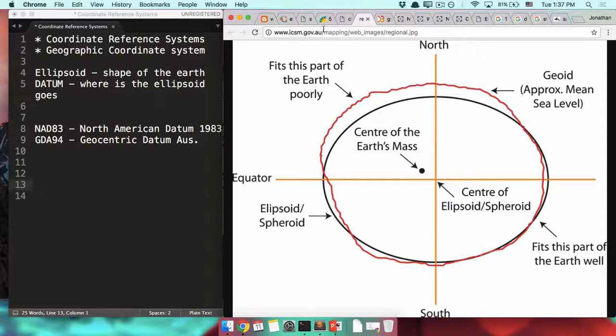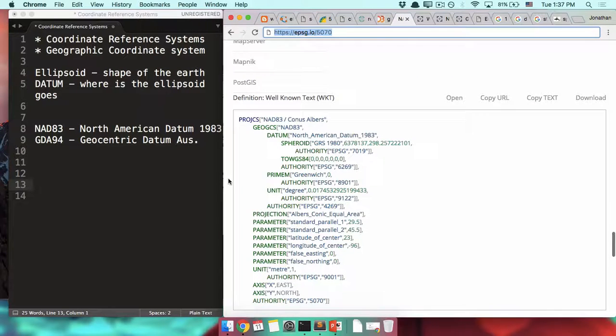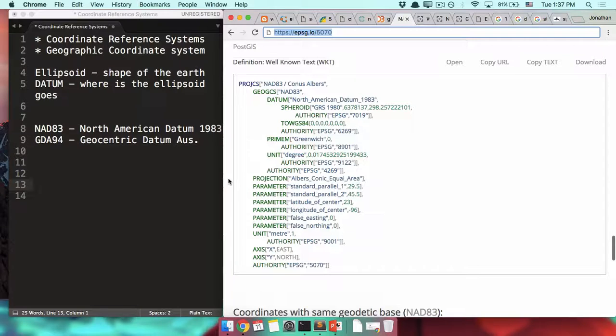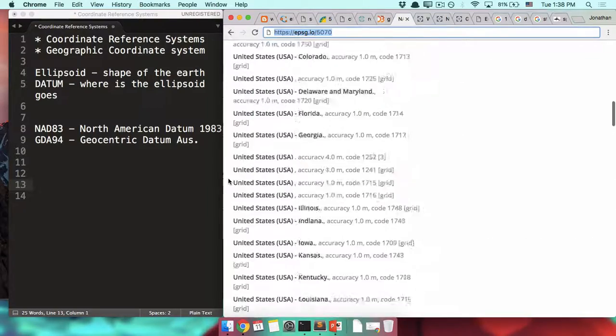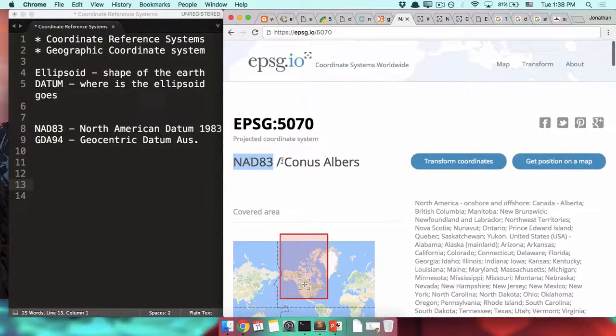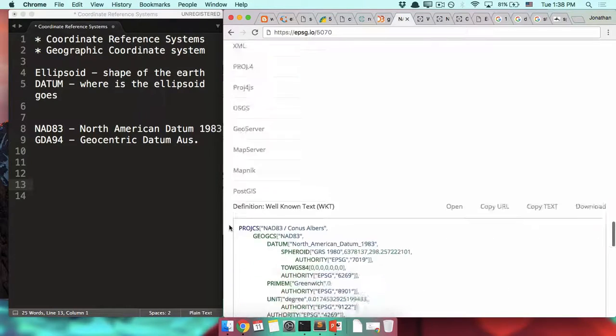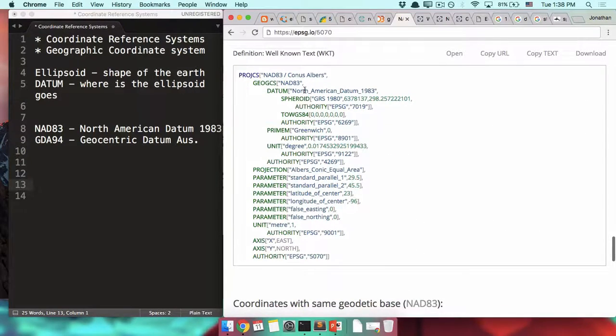When you want to communicate that information to people, there are a few ways to do it. The most terrifying is this right here. It's called Well-known Text, which seems like a very friendly name for something that isn't very friendly. So what this does is it describes all of the assumptions that go into a coordinate reference system or a geographic coordinate system. This one are all the assumptions for NAD 83 Conus Albers, which is the Albers projection for the continental United States.